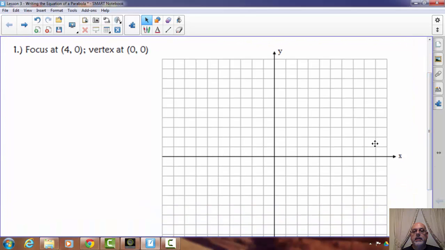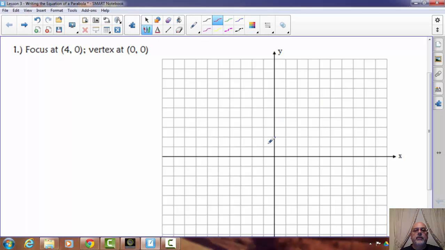Okay, what I did is I gave you a graph here, and if we graph the points, it may help us develop the equation of the parabola, much the same as we did with the ellipse and the hyperbola and the circle. Okay, so let's take a look at this.